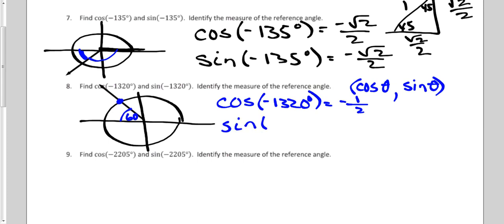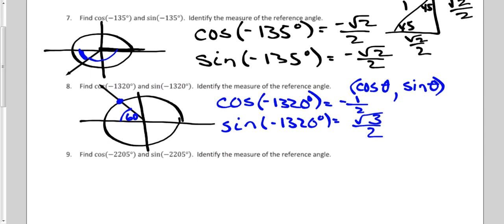And then the sine of negative 1320 is going to be what? It's going to be positive root 3 over 2. And that's positive.